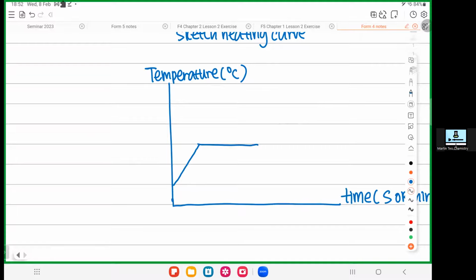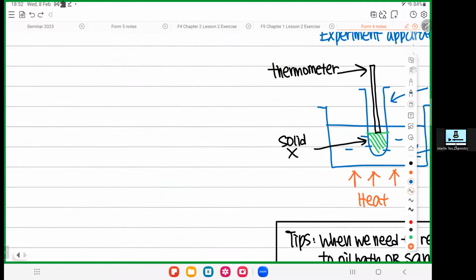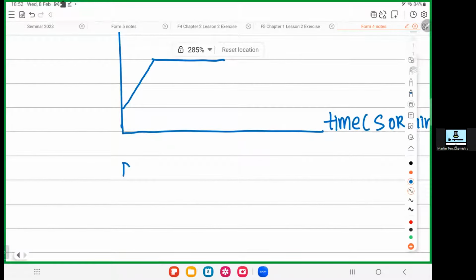Why? When you heat the solid to a certain temperature, the solid will start to melt. So I want you all to know this, okay? During the change in the state, what do we mean by change in the state? When you change from solid to liquid, liquid to gas, gas to solid, gas to liquid, whatever.